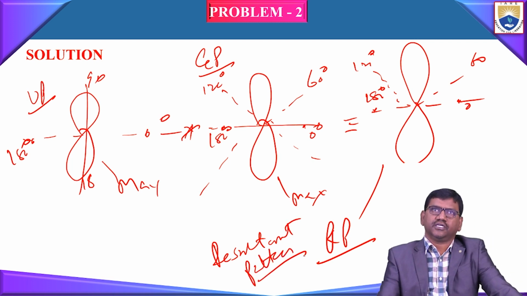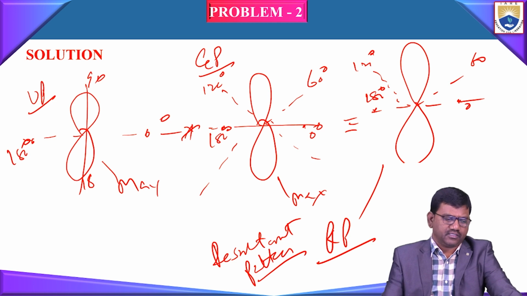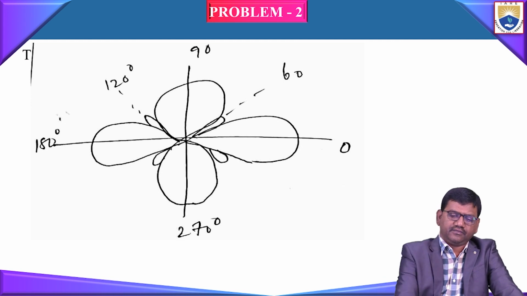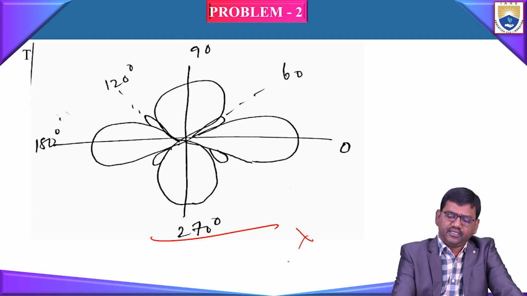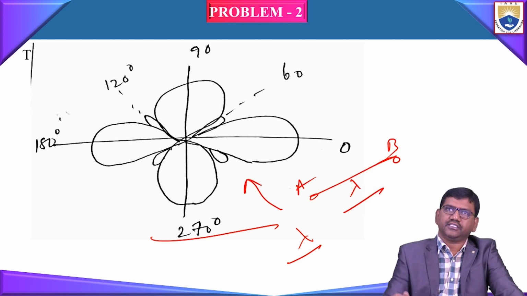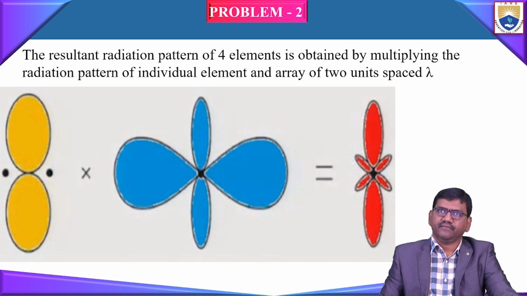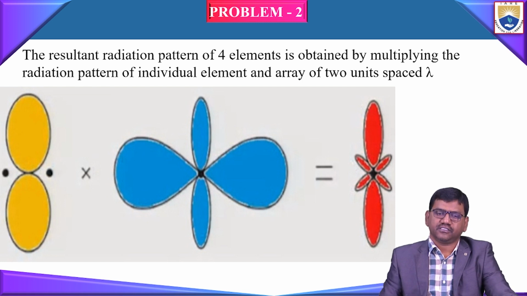So this is how to draw the radiation pattern of 4 elements. Similarly, the same can be applied for 8 elements also. So this is the radiation pattern produced by two elements separated with lambda. Suppose there are two elements separated with lambda, so we will get this radiation pattern. This is the resultant radiation pattern. We can draw it by means of a sketch also.